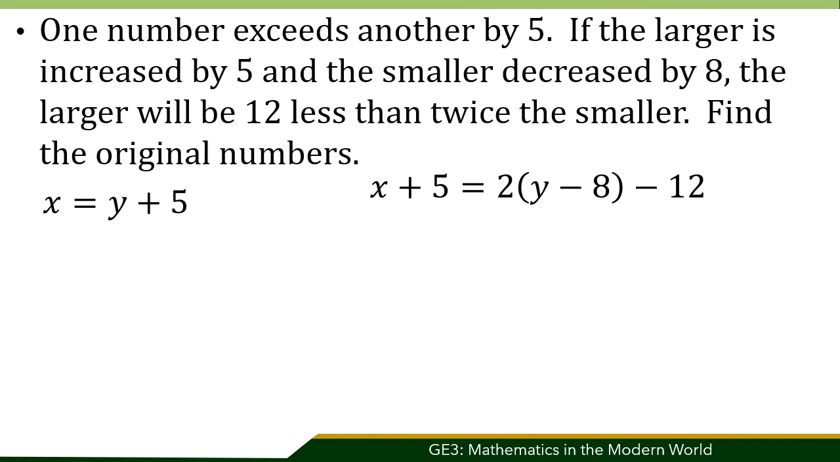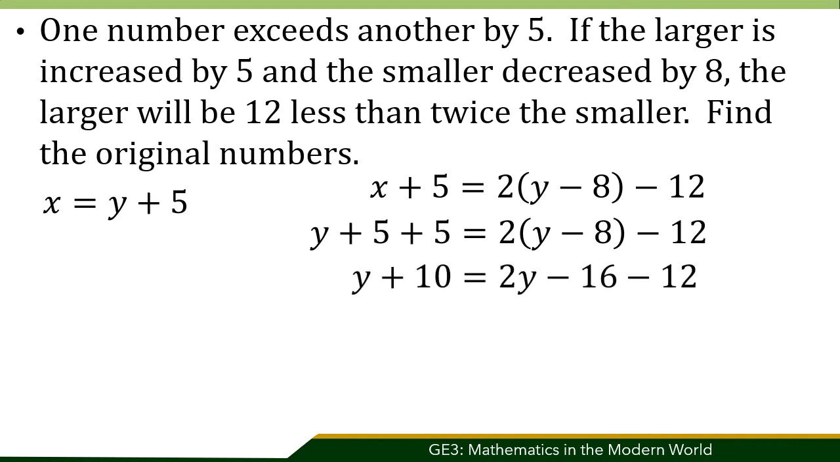So here we have two equations now. We can also use elimination method, but in this case, it is easier to use substitution method. So let us substitute the value of x, which is y plus 5, so we could only have y in our equation, and we can easily solve for y. So change x to y plus 5 in the second equation. Now we have y plus 5 equals 2 times y minus 8 minus 12.